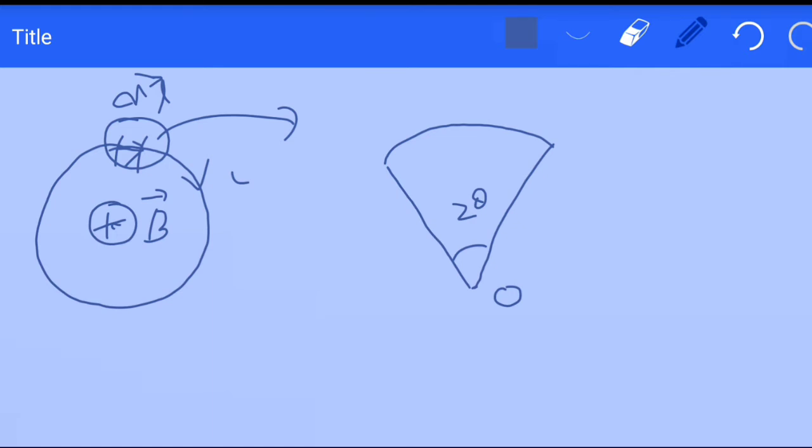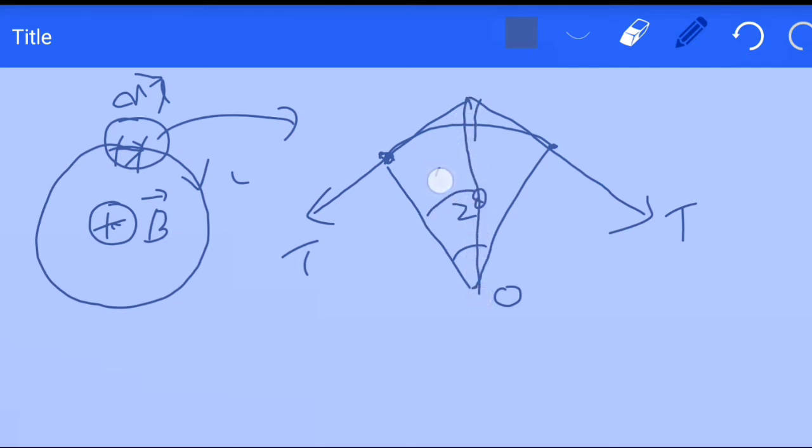Now see, we will calculate the tension at these 2 points. Tension in a string is always tangential. Here the string is curved, so we'll draw 2 tangents at this position and at this position. So these are 2 tangents. This is tension T, this is tension T. Now let us connect this point to the center. The total angle is 2 theta, so this angle will be theta, and this angle will also be theta.